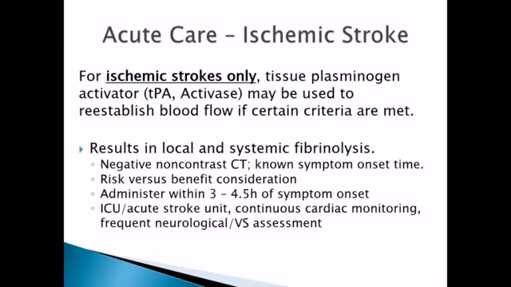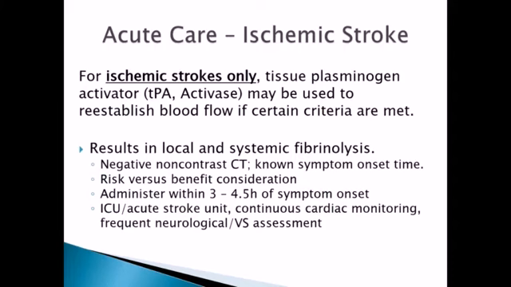This is acute care for ischemic stroke. For ischemic strokes only, we may be able to give TPA. This is essentially a clot-busting drug that is aimed at busting up the clot and reestablishing blood flow. However, certain criteria need to be met. The first thing is that obviously it needs to be an ischemic stroke.